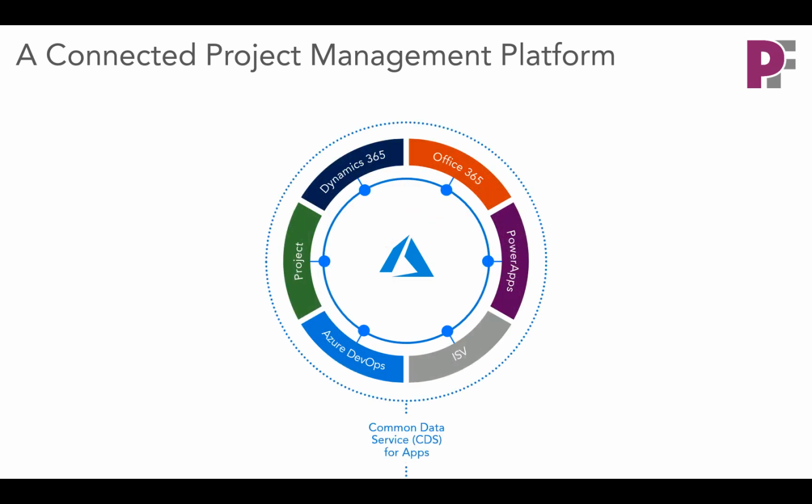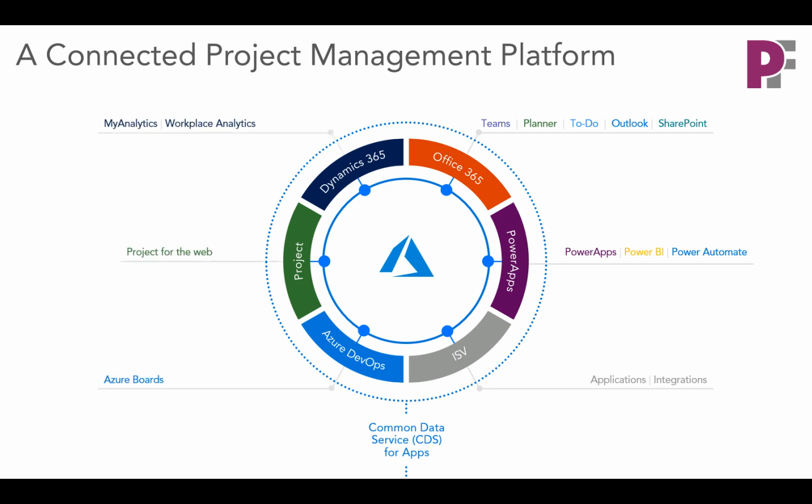Project for the Web is a service within Microsoft's Power Platform, which it shares with other tools you may already be using, such as Teams, Planner, or To Do. It also integrates very well with Power Apps for rapid app development, Power BI to create amazing dashboards, and Power Automate, or Flow as it used to be called, for process automation.